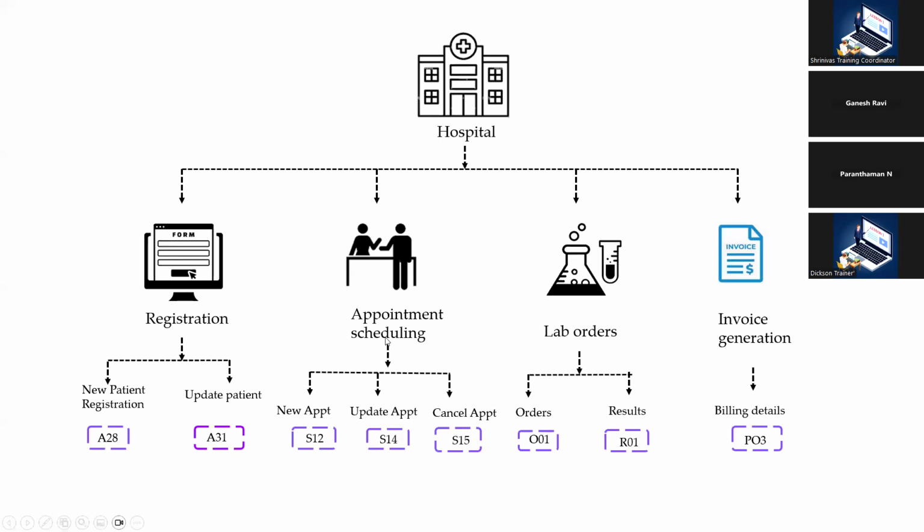Similarly, if you go to appointment scheduling, you have three different events. You have new appointment, you have update of the patient's existing appointment information, and then you also have cancel appointment. So S12 is for new appointment. S14 is used for update of an existing appointment, and S15 is for canceling the appointment. If someone wants to cancel, they can go ahead and use S15. And then you have lab orders. So order O01 is used for orders, that is the event type. And then you have results R01, which is for receiving the results from the lab.